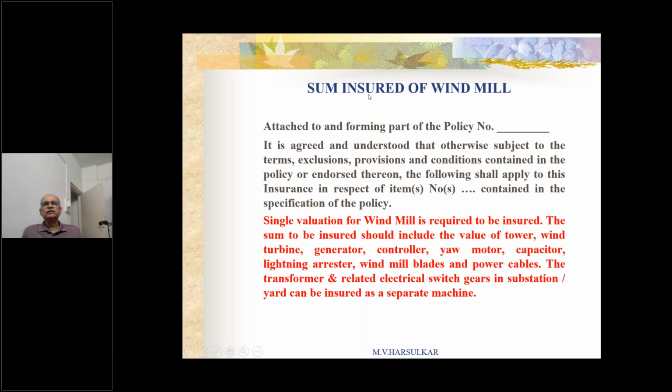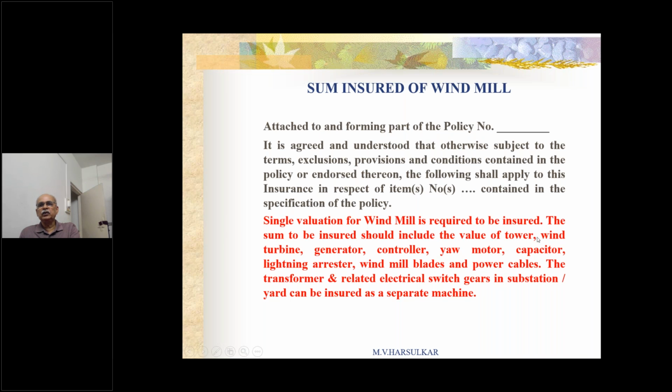And sum insured. This is the description, whatever is in the red font. It is given in the tariff after the rate. And TAC did not give the endorsement wording. So this is one insurance company, they are attaching like this. So single valuation for windmill is required to be insured. The sum to be insured should include the value of tower, wind turbine, generator, controller, yaw motor, capacitor, lightning arrestor, windmill blades, and power cables. So this combined one single value has to be given.